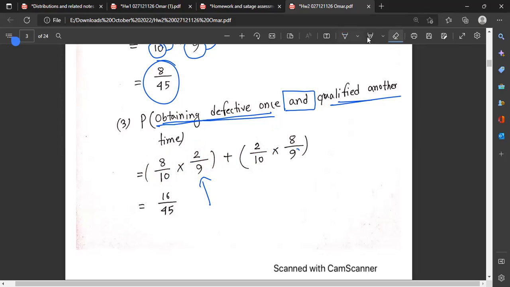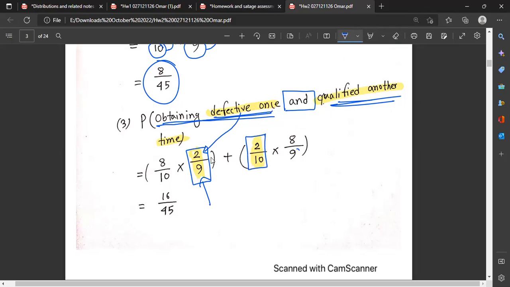You see, defective once and qualified another time. So now firstly we let defective for the second time, and now we have to take defective for the first time. Okay, it means this way. So firstly, let's say we take defective for the second time, but then for the second time we have to take qualified. So here we take defective for the second time, and here we take defective for the first time.